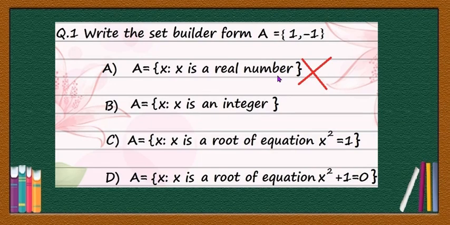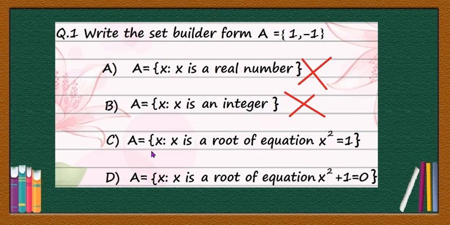Therefore, this is wrong. Second option is A = {x : x is an integer}. Here also there are infinitely many elements: 1, 2, -1, -3, etc., all are there. But in A there are only two elements, 1 and -1. Therefore, this option is also wrong.